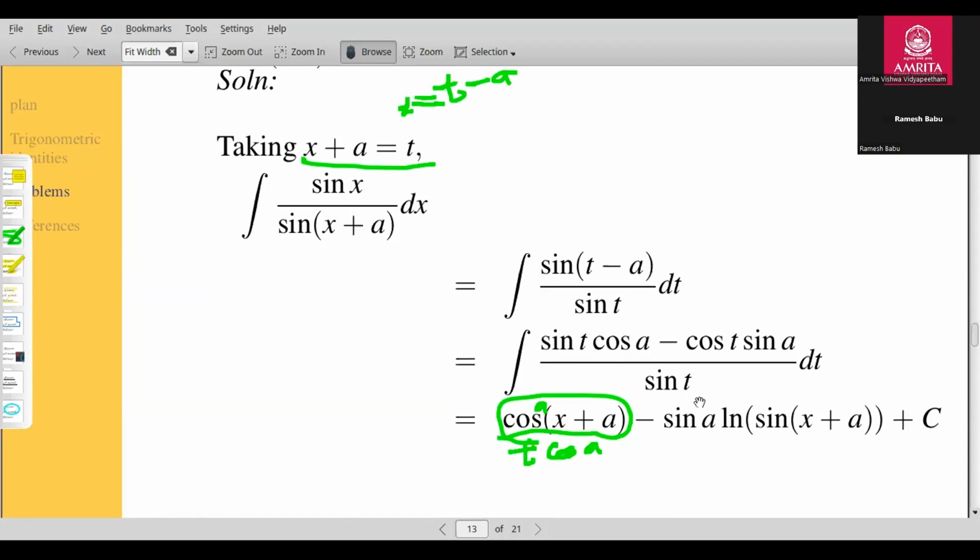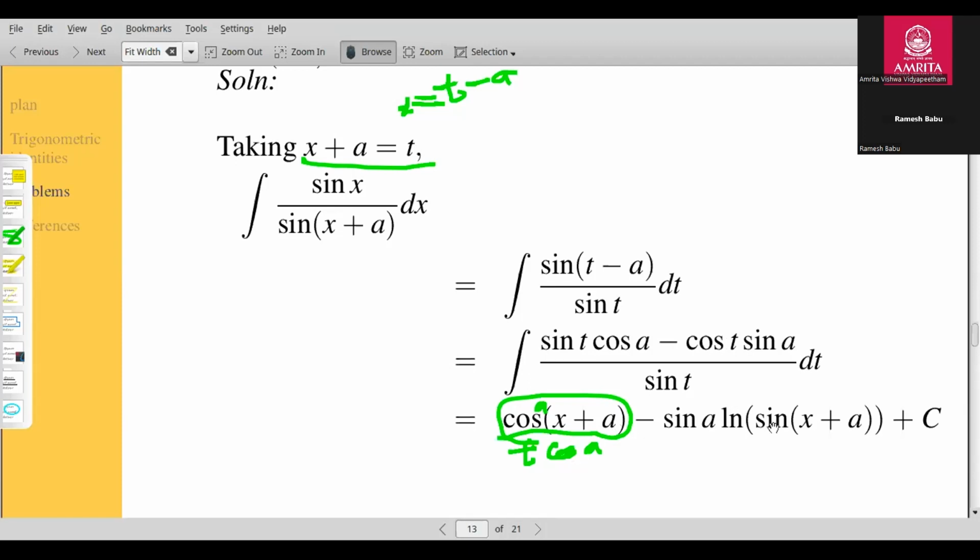A last step to be able to understand. If you have any queries, you can ask me. Because sin t gets cancelled, cos a is taken out, and integration of dt is t. But t is nothing but x plus a. That's why I write down x plus a into cos a. The first term is x plus a into cos a, or sometimes you can write cos a into x plus a. Both are same. Minus, here sin a is a constant taken out.